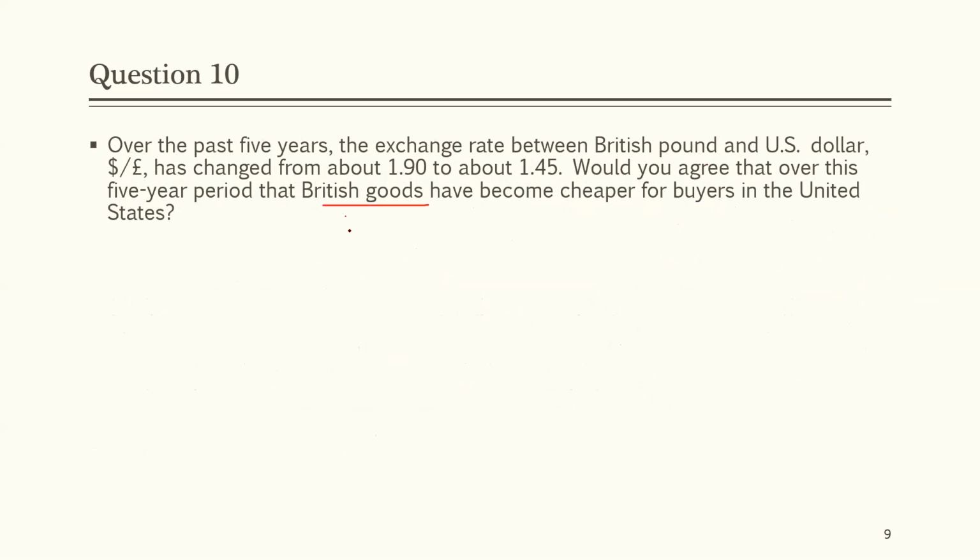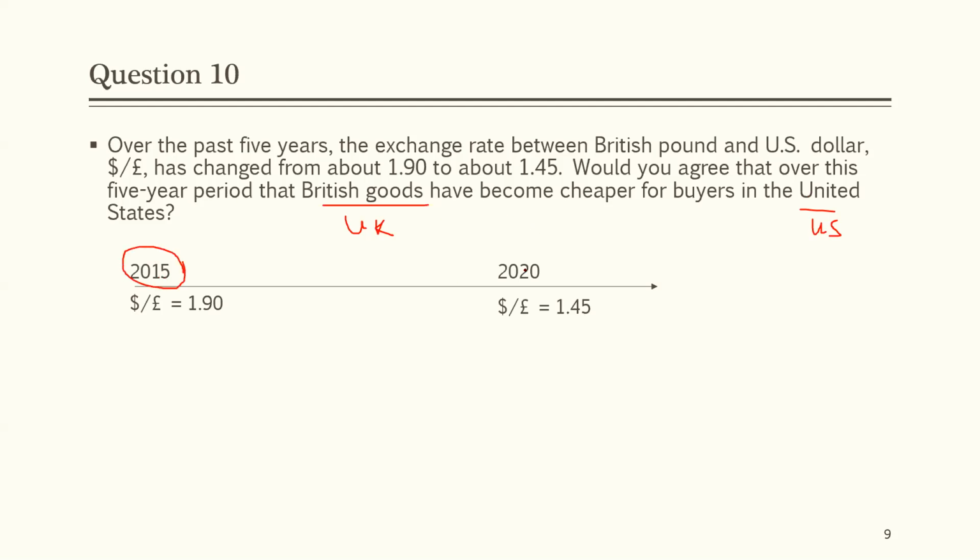So we have two countries, we have the UK and we have the US. And this is what it looks like. From 2015 to 2020, the exchange rate has changed from 1.9 to 1.45. Now, can someone tell me what this exchange rate tells me? How do I read this 1.9 number? So 1.9 pound was $1, yeah?